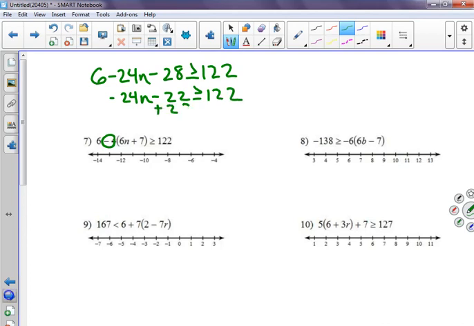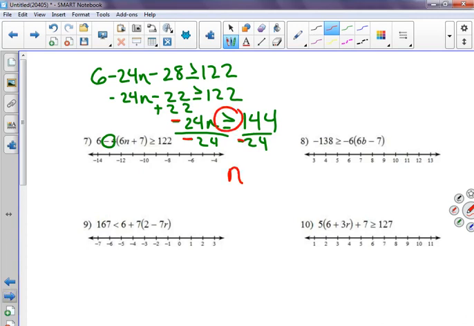Add 22 to both sides. I get negative 24n is less than or equal to 144. Then I divide by negative 24. Now remember, when you divide or multiply by a negative, you have to switch the inequality sign. So my answer would be n is greater than, or sorry, I just said it too. N is less than or equal to negative 6.